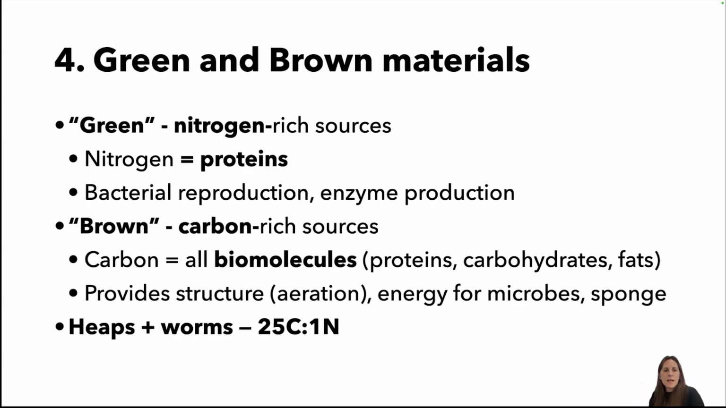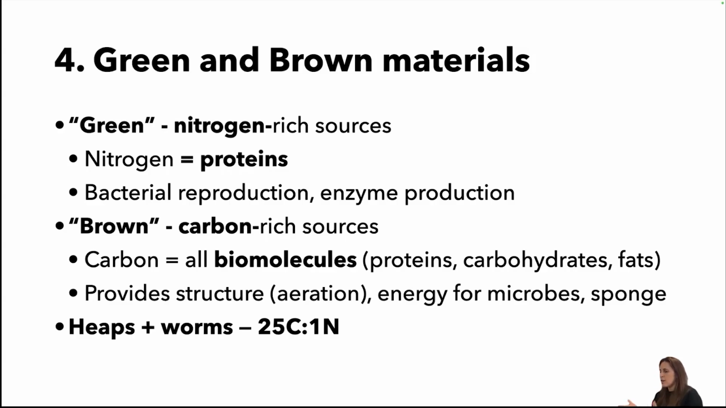And then contrast that with brown. Our brown material is our carbon-rich sources. And carbon is essential for all of the biomolecules that are produced by our microbes. And those are our proteins, carbohydrates, and our fat. And then one of the most important functions for our brown material, especially in our aerobic setting, so our heap composting and our worm composting, is that it provides structure in our heap.